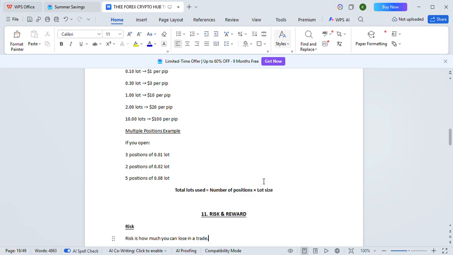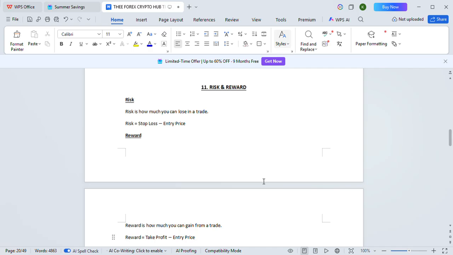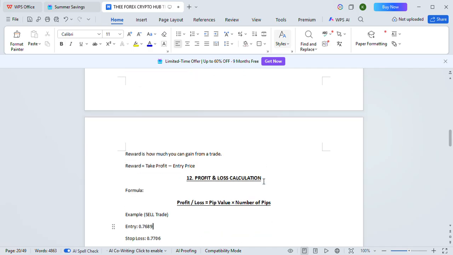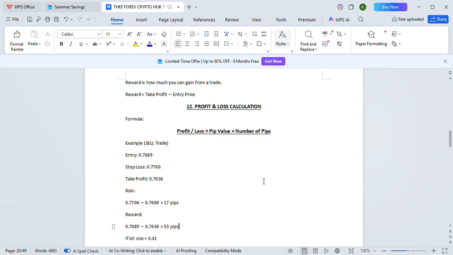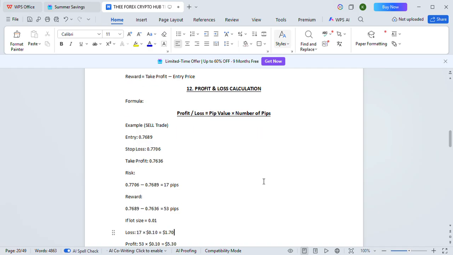So, risk and reward ratio. Risk is how much you can lose in a trade. Risk is equal to stop loss minus entry. Profit and loss calculation: profit or loss is equal to the pip value times the number of pips. So how do you get the pip value? You first get to know the lot size you have used, the total lot size, then you times it with the lot value so that you can know the total lot value.